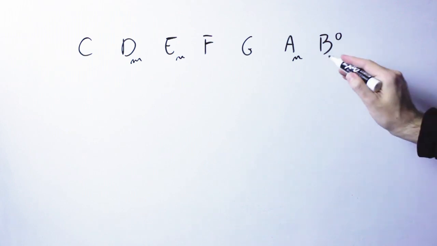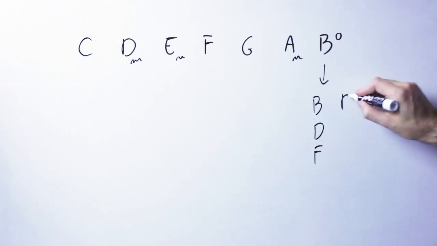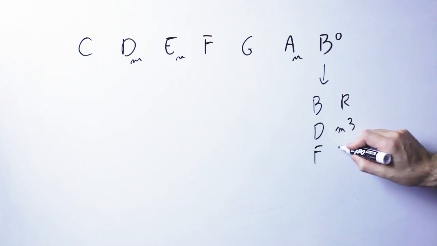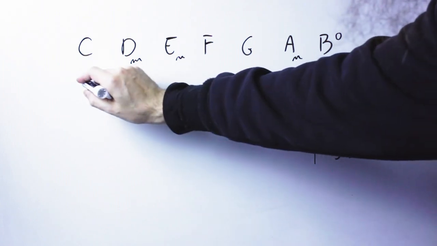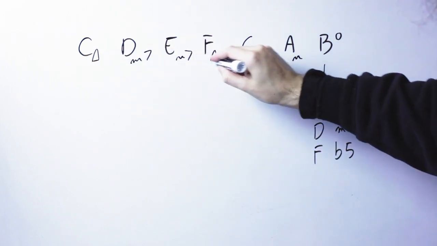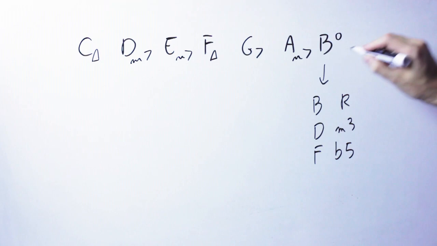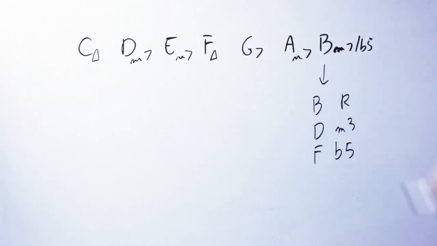So the B diminished chord here is B, D, F. As we see, we have the root B, the minor third D, and the diminished fifth F. But if instead of writing just the triad, I also write the 7th chords in this scale, I have C major 7, D minor 7, E minor 7, F major 7, G 7th, A minor 7th, and B half diminished, or B minor 7 flat 5, however you want to write it.